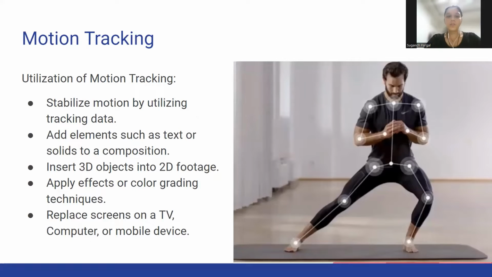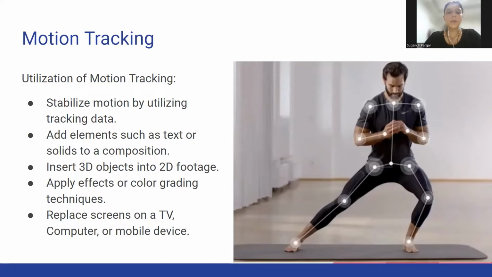Further, we will look into the purposes for which motion tracking has been broadly utilized. First, to stabilize the motion by utilizing the tracking data. Then add elements such as text or solids to a composition. Then insert 3D objects into 2D footage. Apply effects or color gradient techniques. Replace screens on a TV, computer, or mobile device utilizing the motion tracking.